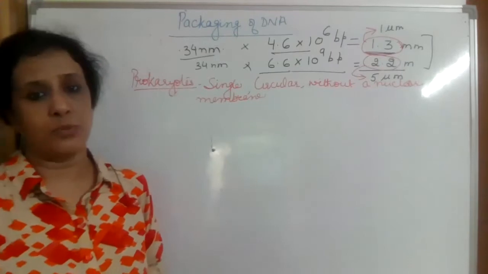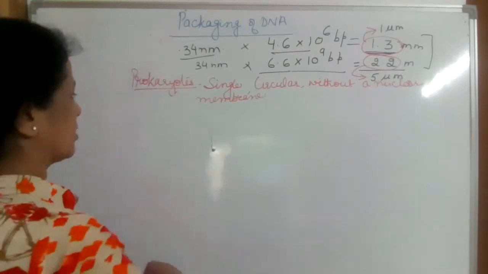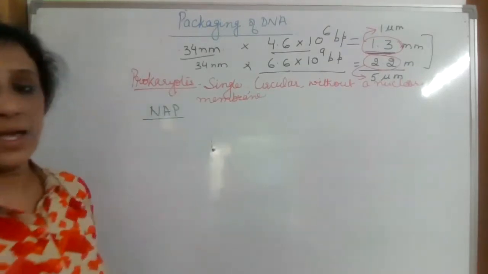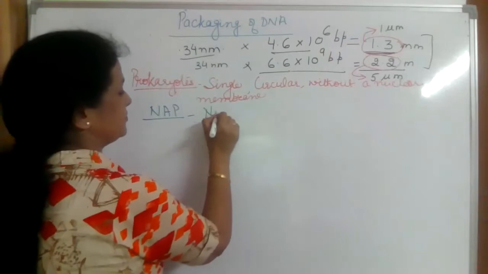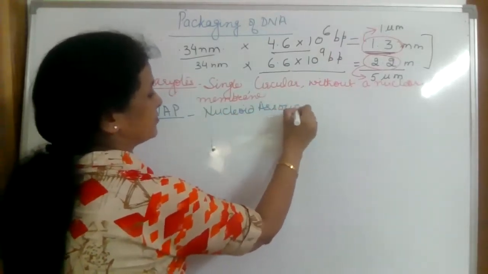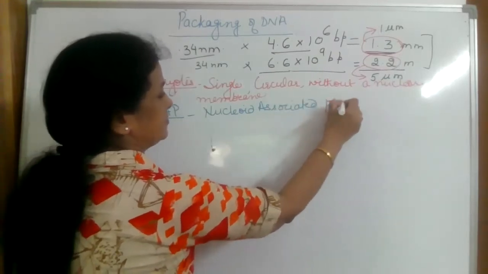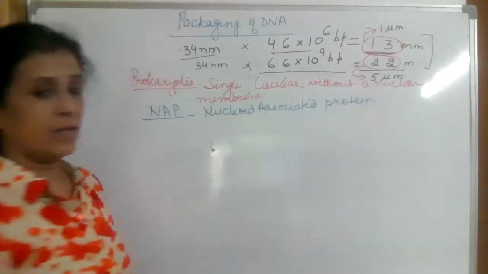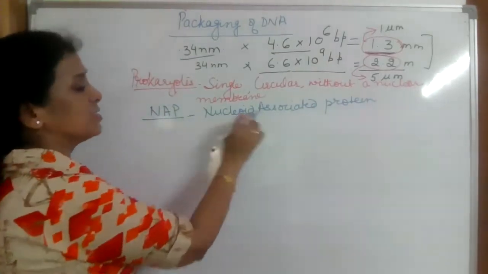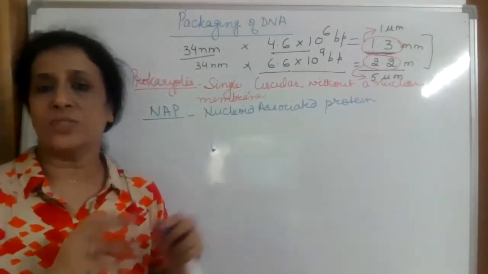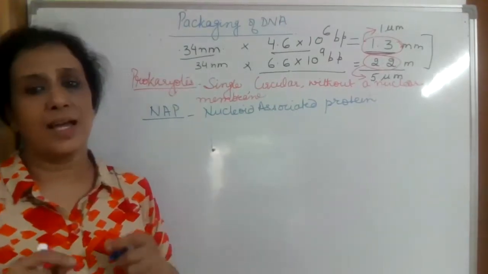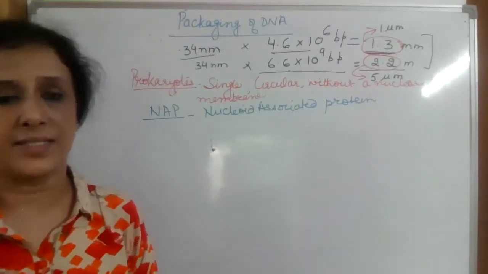There are certain proteins, and these proteins are called NAP. NAP means nucleoid associated protein, because the nuclear region in prokaryote is known as nucleoid. So the proteins which are there are known as the nucleoid associated proteins. These proteins help in the packaging of DNA in a bacterial cell.